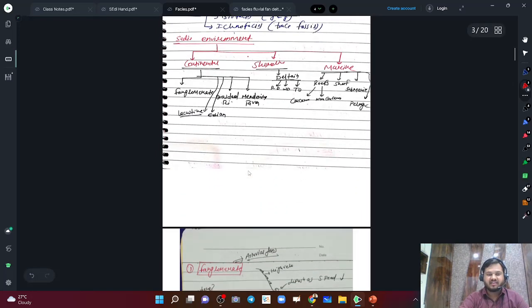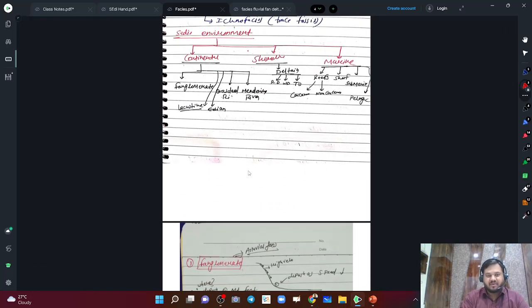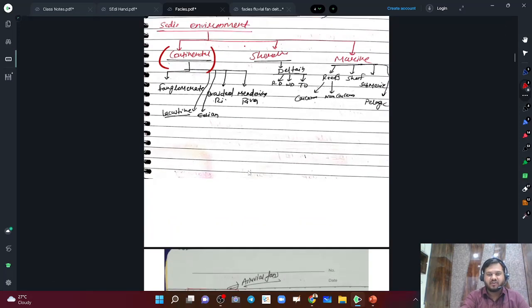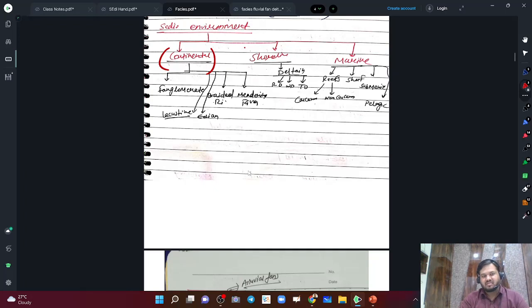there could be various sedimentary environments. Like just now I mentioned, one is continental, right? This is just a rough kind of thing, but you can make sense of it. So you can make this small diagram in your copy also. Another one is shoreline, or you can rather call it transitional. And the third one is marine sedimentary environment.